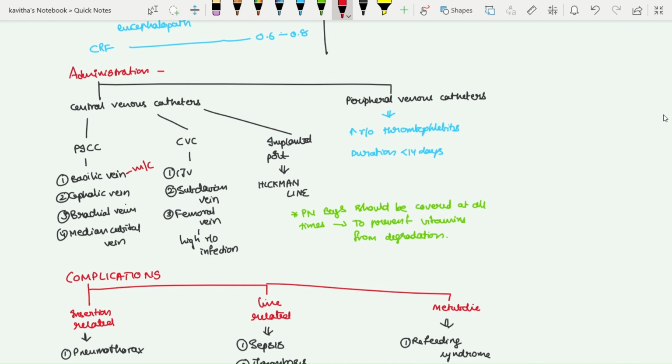Whereas implanted port, it is Hickman's line. It is implanted under fluoroscopic or ultrasound guidance. It is a device that is implanted under the chest skin with a catheter inserted into the superior vena cava. All the parenteral nutrition bags should be covered at all times, even during infusion, to prevent the vitamins from degradation.